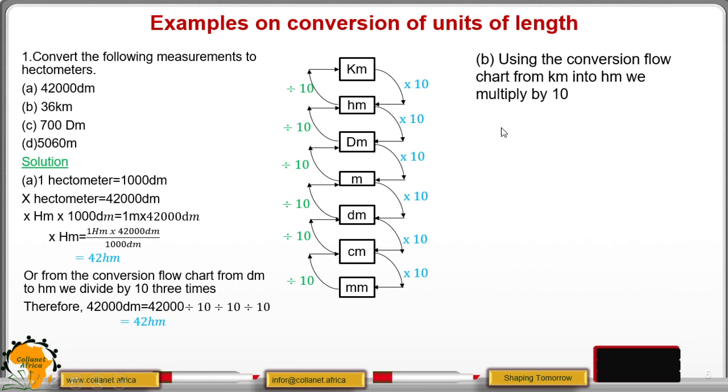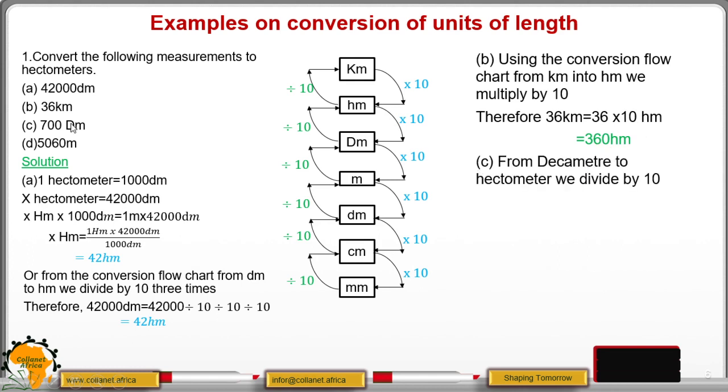Then number B, we're supposed to convert 36 kilometers to hectometers. This one we can go directly to our chart here, because now we know where we have the kilometer and we want to move to hectometer. We have seen that you just multiply by 10. So that way it means that 36 kilometers is equivalent to 36 times 10 hectometers, which is 360 hectometers.